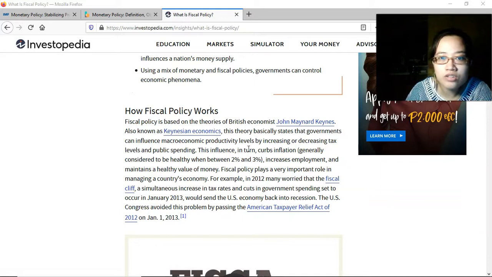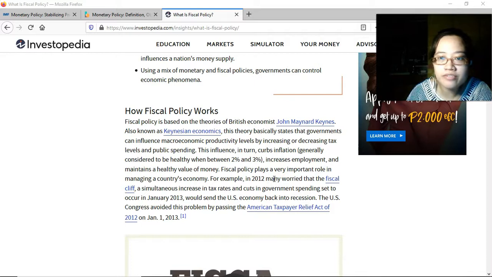Fiscal policy is based on the theories of British economist John Maynard Keynes, also known as Keynesian economics. This theory basically states that governments can influence macroeconomic productivity levels by increasing or decreasing tax levels and public spending. Okay. This influence in turn curbs inflation, generally considered to be healthy between 2 and 3%, increases employment, and maintains a healthy value of money, purchasing power, the valuation of money. That would also include the exchange rate.